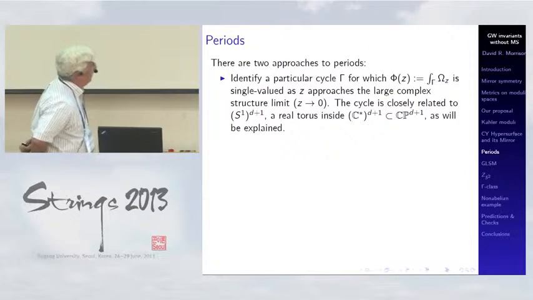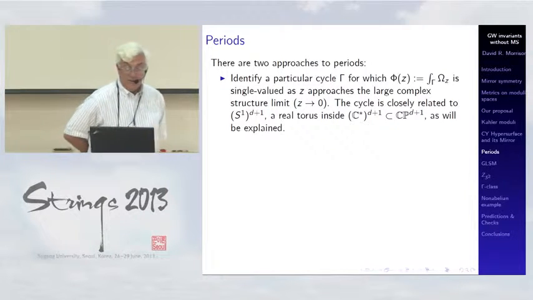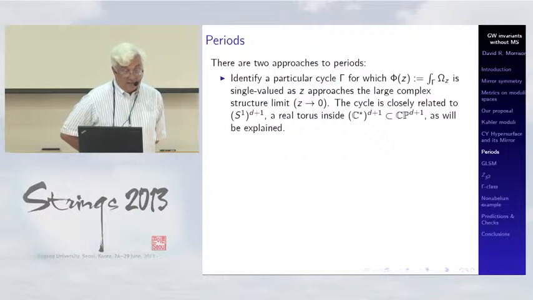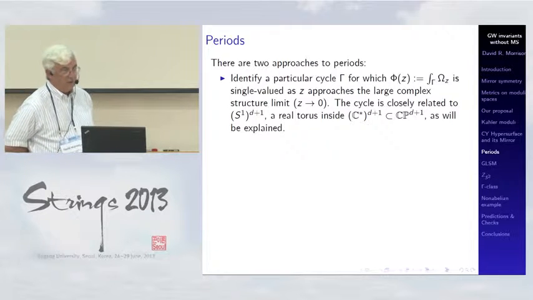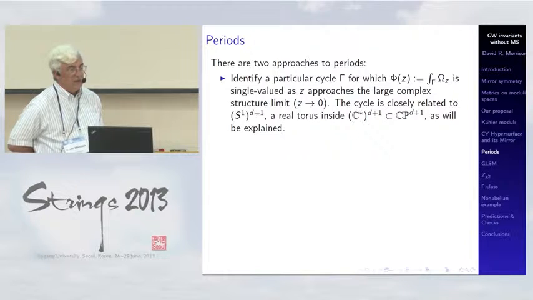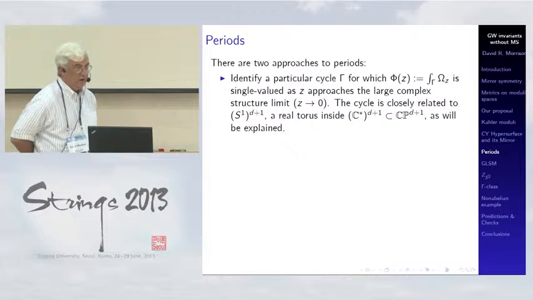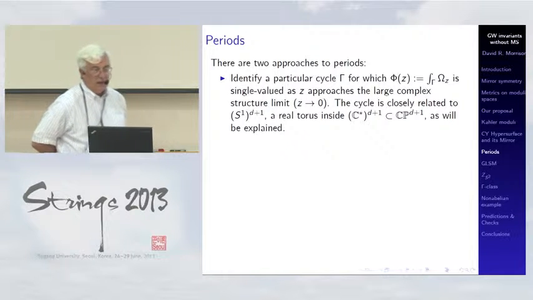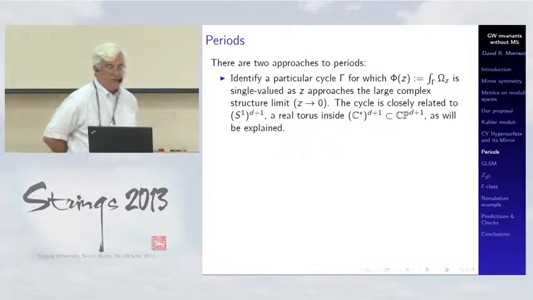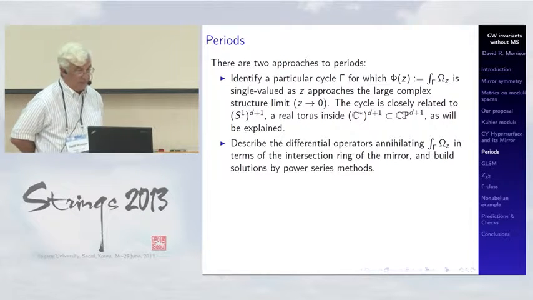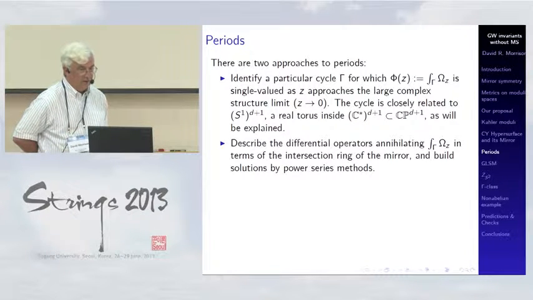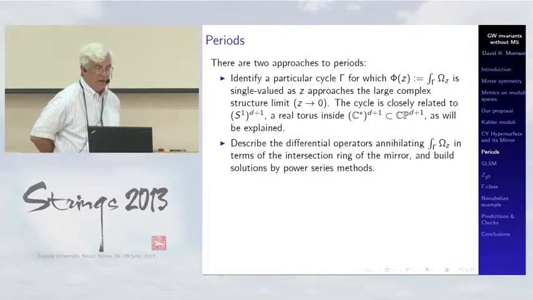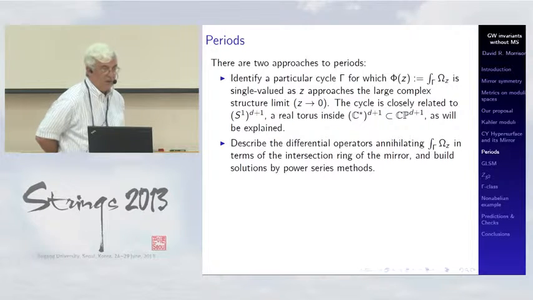So, if I identify a particular cycle, gamma, and if I somehow manage to explicitly figure out the value of that period, then I can take the limit as z goes to 0 and do some kind of series expansion. That's one approach to studying these periods and making the correspondence work. Or I could try differentiating under the integral sign to learn about the differential operators which annihilate the periods, and those turn out to be closely related to the intersection ring of the mirror variety, and the solutions can then be constructed by power series methods.